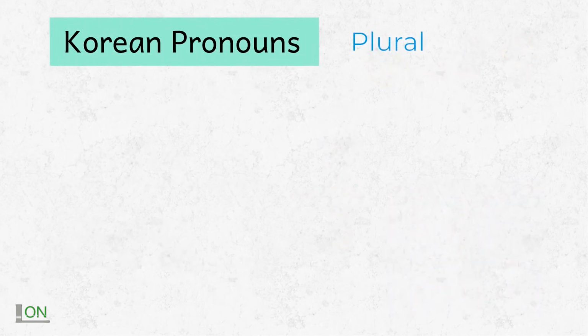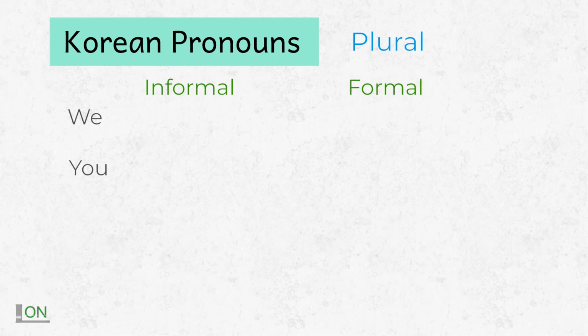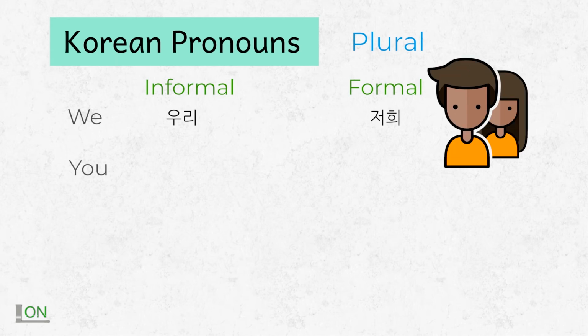Now let's talk about Korean plural pronouns. For we and you plurally, we have both versions, informal and formal. We informally will be 우리. We formally will be 저희. But the word 우리 is also used in formal situations, so you may not worry about that too much.